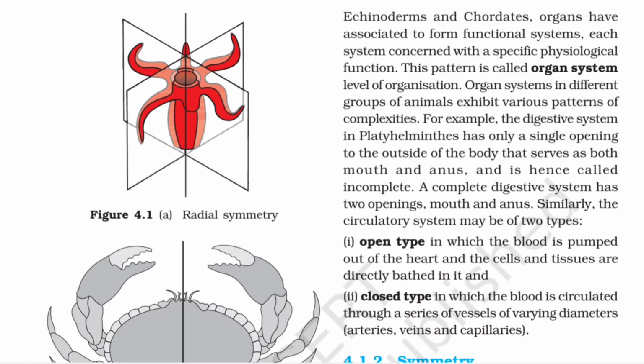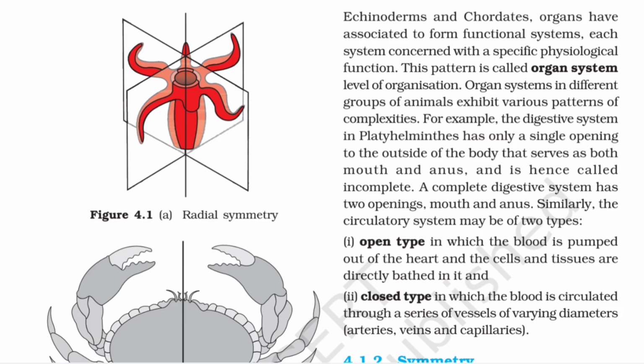Organ systems in different groups of animals exhibit various patterns of complexities. For example, the digestive system in Platyhelminthes has only a single opening to the outside of the body that serves as both mouth and anus and is hence called incomplete. A complete digestive system has two openings, mouth and anus.